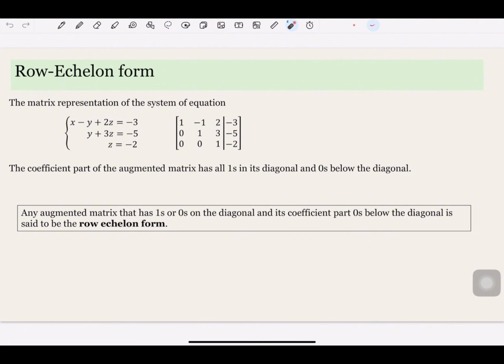So now we understand what row echelon form looks like. Now let's learn how we actually get there. Once we have a system of equations and we know how to get to an augmented matrix, and now we have talked about row echelon form, how do we get from the augmented matrix into a row echelon form? That's what we are going to discuss now.